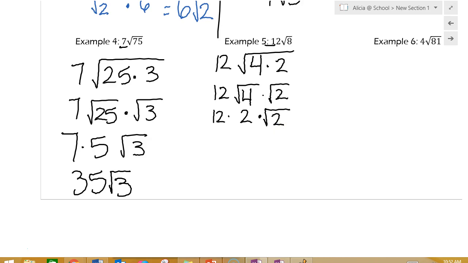Simplifying those coefficients, right? 12 times 2 is 24. Don't forget my radical down here, right? He just gets brought down. So my final answer is 24 times the square root of 2.